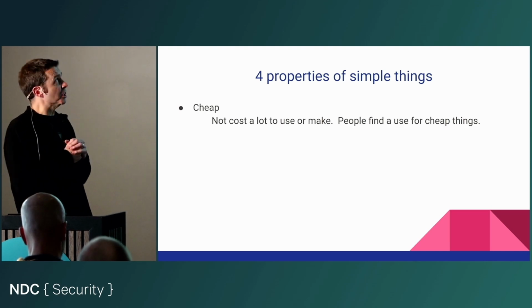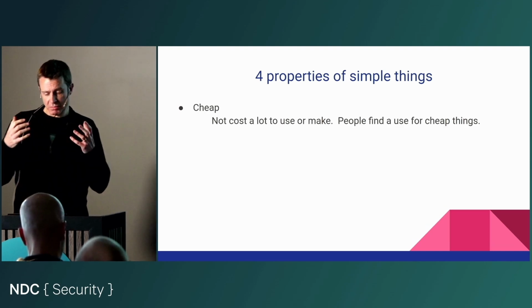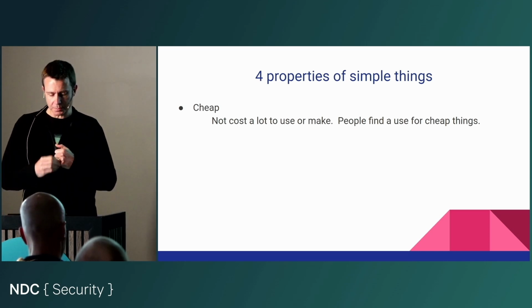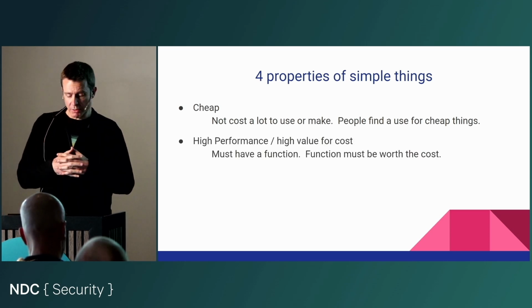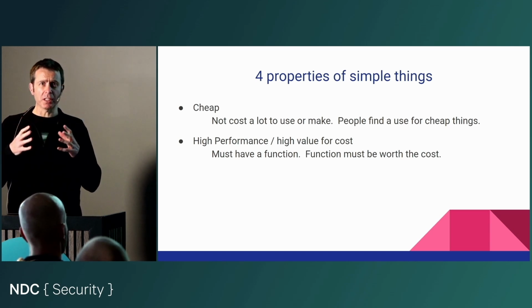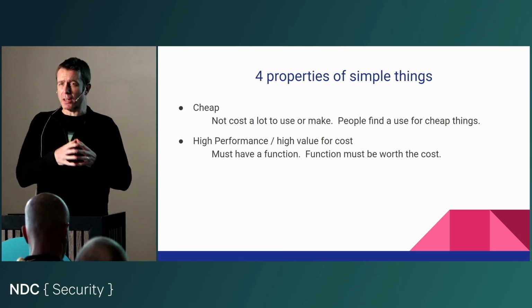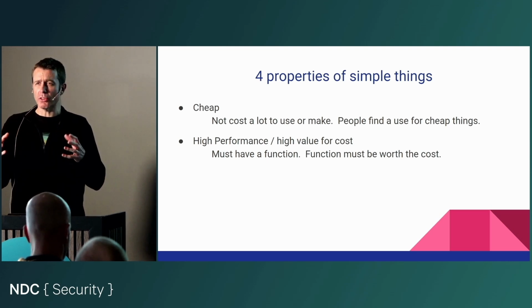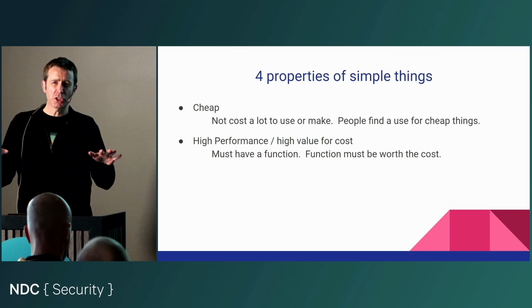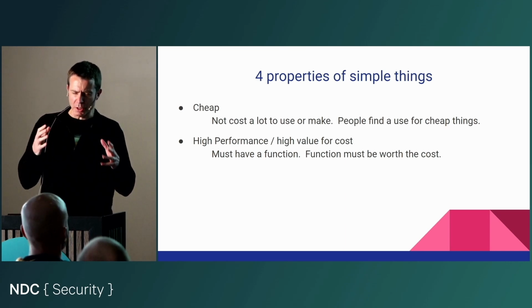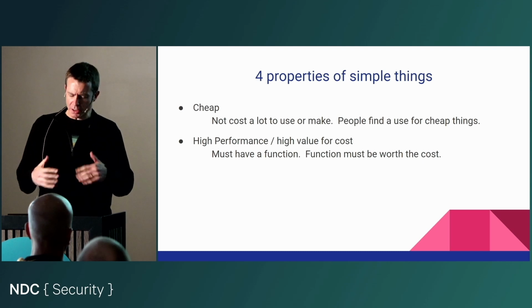So the first is cheap, right? A simple thing does not cost a lot, at least for the context of who's going to use it. A simple thing tends to have a high performance or high value for the cost, right? Ultimately, everything simple also has a function. It must do something, and that function that it does, it must be worth the cost, right? It's actually got to do something. It can't just be useless. So those are kind of the obvious 2 that you might think of yourself. But then he poses 2 others that I think are less obvious.